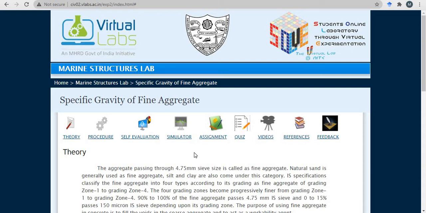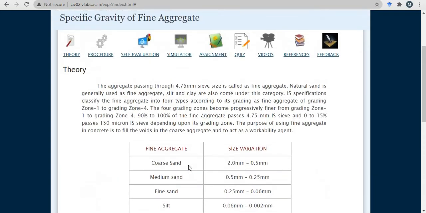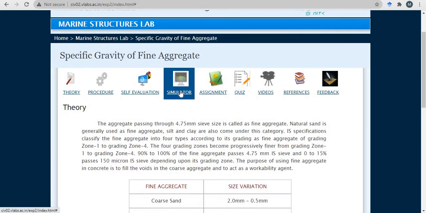So what is the use of specific gravity in civil engineering? Basically, when we do our mix design, usually the calculation will be based on volume. So for you to convert the volume to weight, you need to use specific gravity. I'll leave the theory part to you. Please read it on your own. Now let's move on to the simulator.